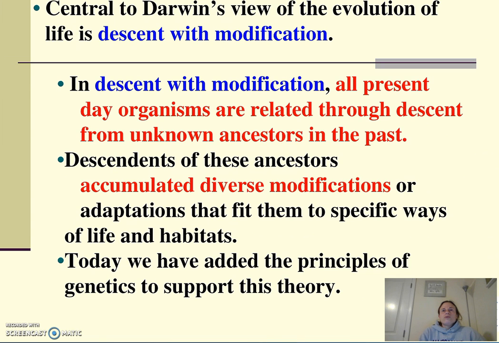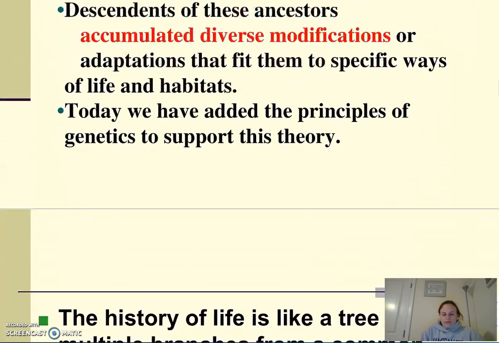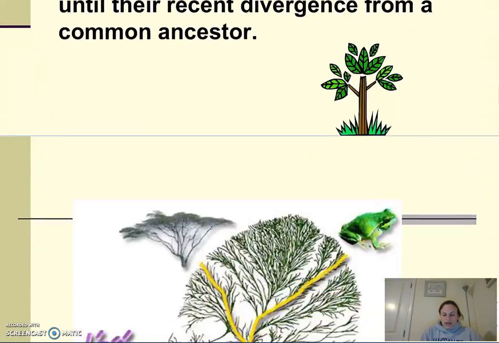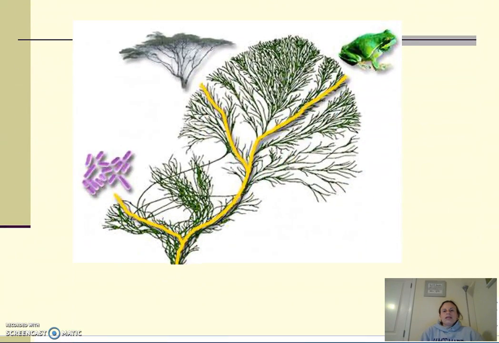Darwin viewed evolution as a tree with branches, where each branch developed from the branch before it, and that this accumulation of modifications was what led to evolution, that these branches all came from the same trunk. So basically, here's the evolutionary tree that Darwin might have proposed. It didn't look exactly like this, but this is what it looks like today.